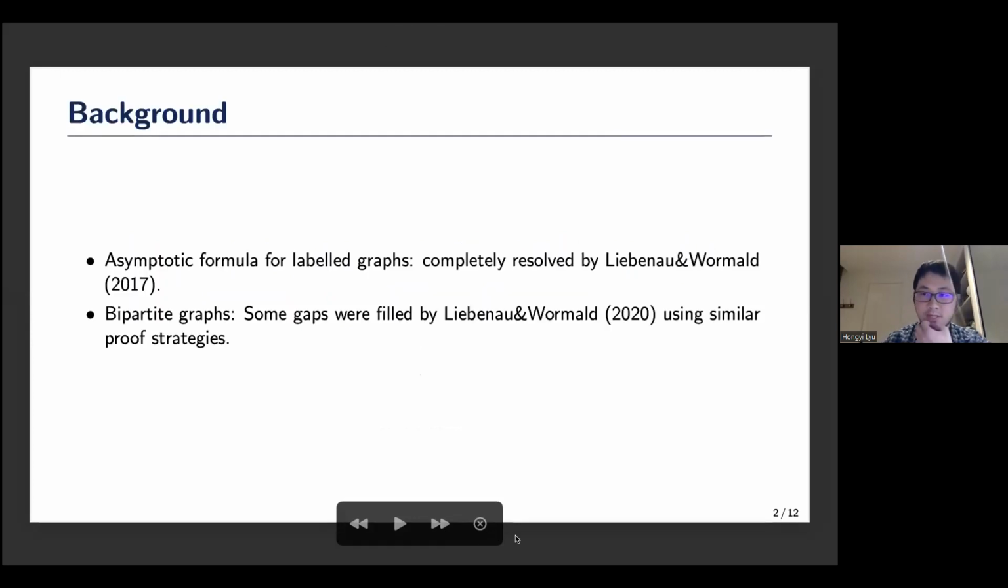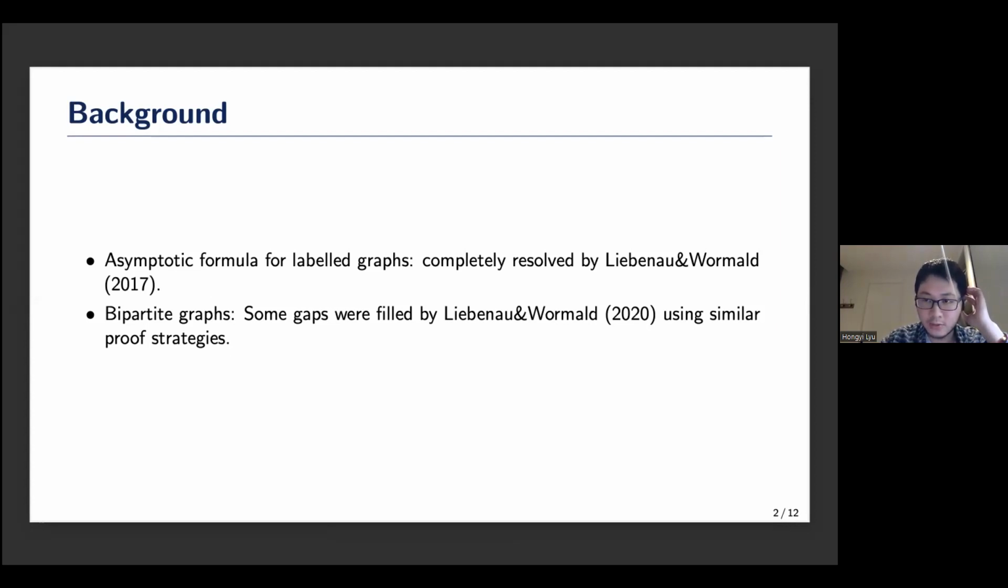In the past two decades, various attempts have been made to verify an asymptotic formula for the number of labeled graphs. And this problem was completely resolved by Liebenau and Wormald in 2017. For the bipartite case, however, there are still some significant gaps remaining. And some of the gaps were filled by Liebenau and Wormald using similar proof strategies.